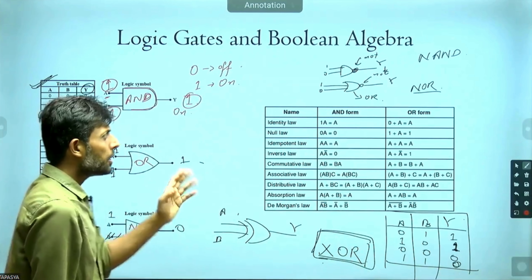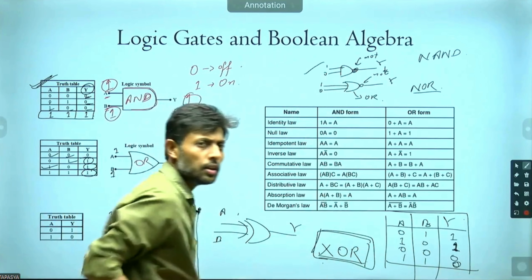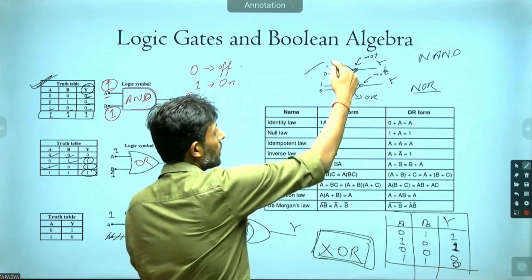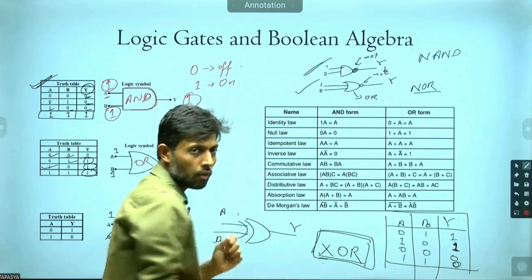Sometimes these are used as the fundamental building blocks of your semiconductor devices: the NOT gate, NOR gate, and exclusive OR gate.